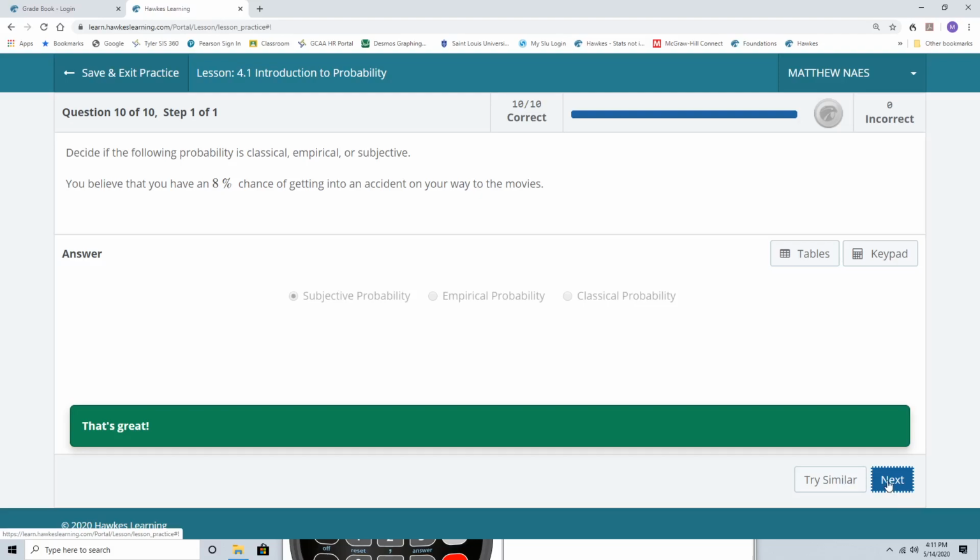And that's it for 4.1. That's all the homework on that. So what I would do right now is go do 4.1 if you're not doing it as we do this, and then get started on 4.2.